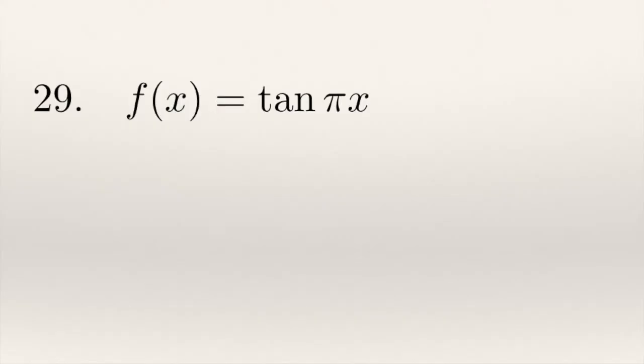What about 29? What does a graph of tangent look like? It has asymptotes. Where are they? Every pi over 2. Why? Because it's undefined, and wherever tangent is undefined, that's where the asymptotes are. Good.